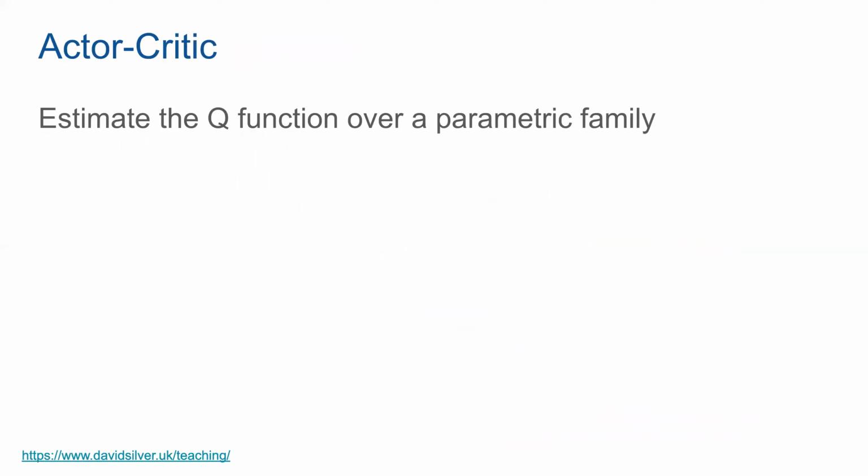So the main class of approaches that people take to combat the high variance of this Monte Carlo estimate of the Q value is called actor critic. And the idea behind actor critic is you estimate the Q function over a parametric family. So rather than doing Monte Carlo estimates of the Q value, we're going to learn a model of the Q value, or estimate a Q function, and have that be parameterized these days with a neural net.